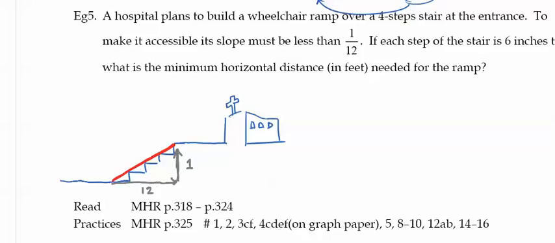So that's the slope. We have slope equals 1/12. But each step of the stair is 6 inches tall, and there are 4 steps in total. So in reality, how much does it rise between the 4 steps? 24 inches.